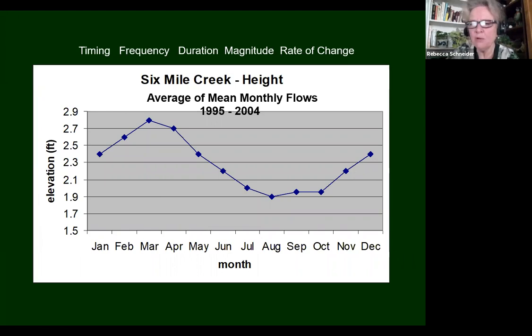So what's the natural hydrologic regime? The way we calculate this is we look at many years of data. We take the average water level in each month throughout the year over a long time period, and we plot it. This is the average set of mean monthly flows over about a 10-year period for 6 Mile Creek. And what you see is a peak in March and a low level in September.